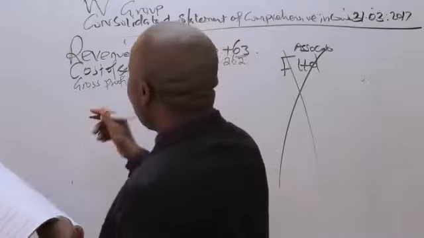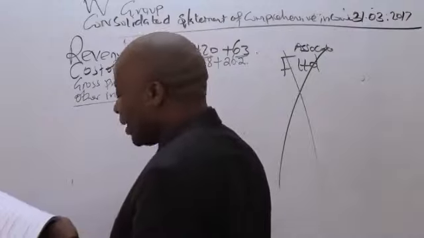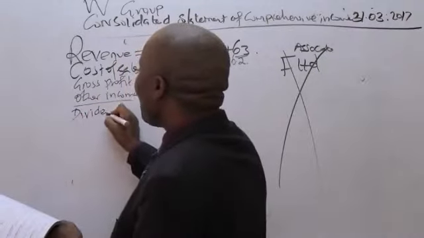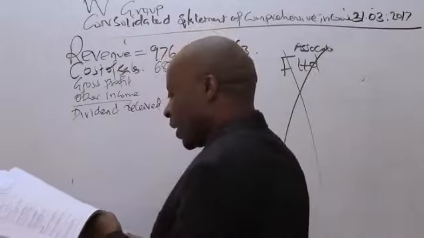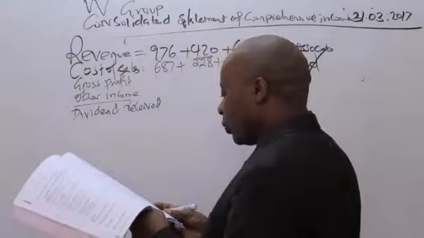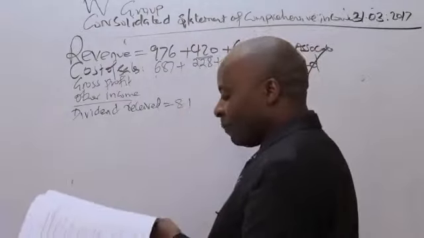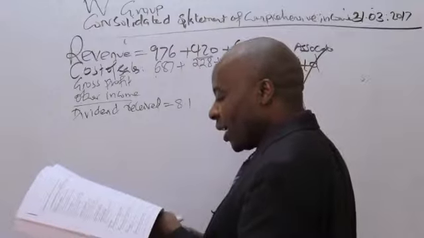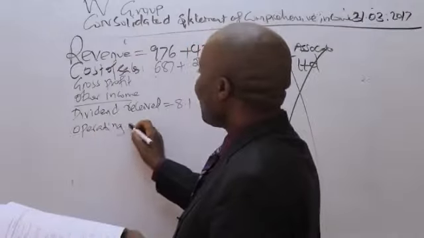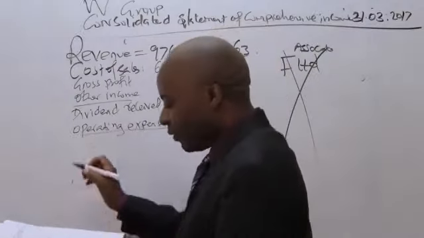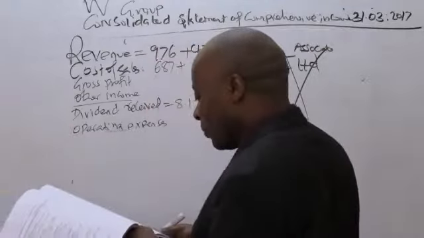So the next one is other income. If you look at the other income, I can see dividend received. So I'll just write dividend received. For dividend received, I would want to consolidate. Dividend received is 8.1. After 8.1, I'll get to the operating expenses. Operating expenses, just consolidate them because they've been given line by line.